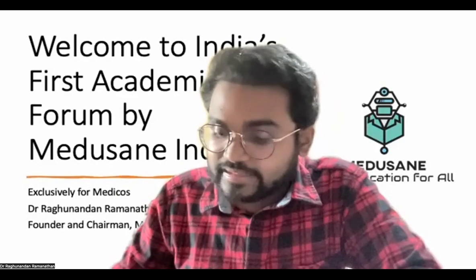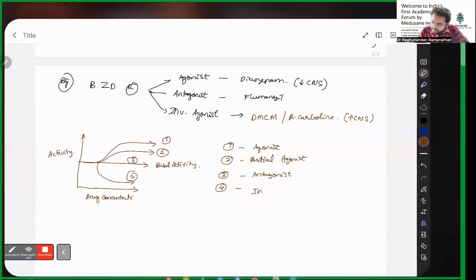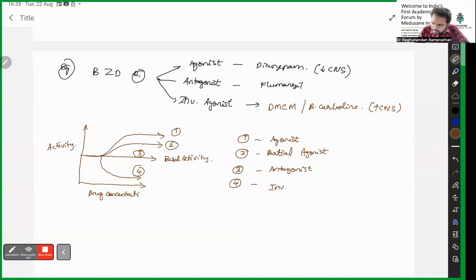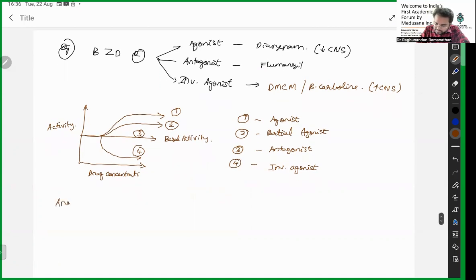Why do I have to read this now? From the entrance exam point of view, this can be asked as a graph image based question. They will be asking you to label 1, label 2, label 3 and label 4. That is why. Now, moving on towards antagonists.